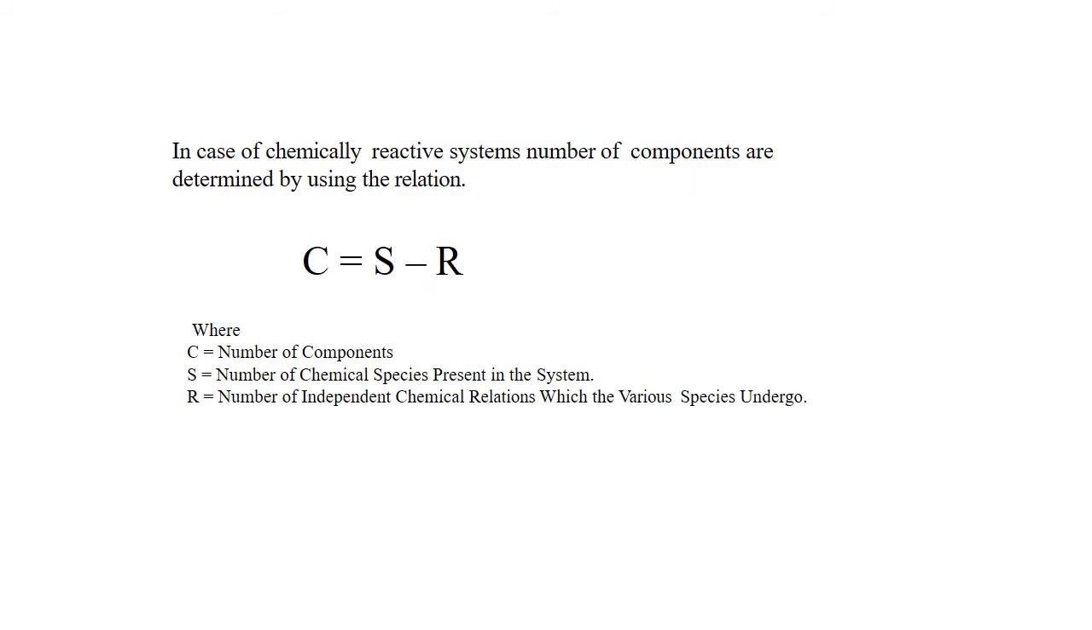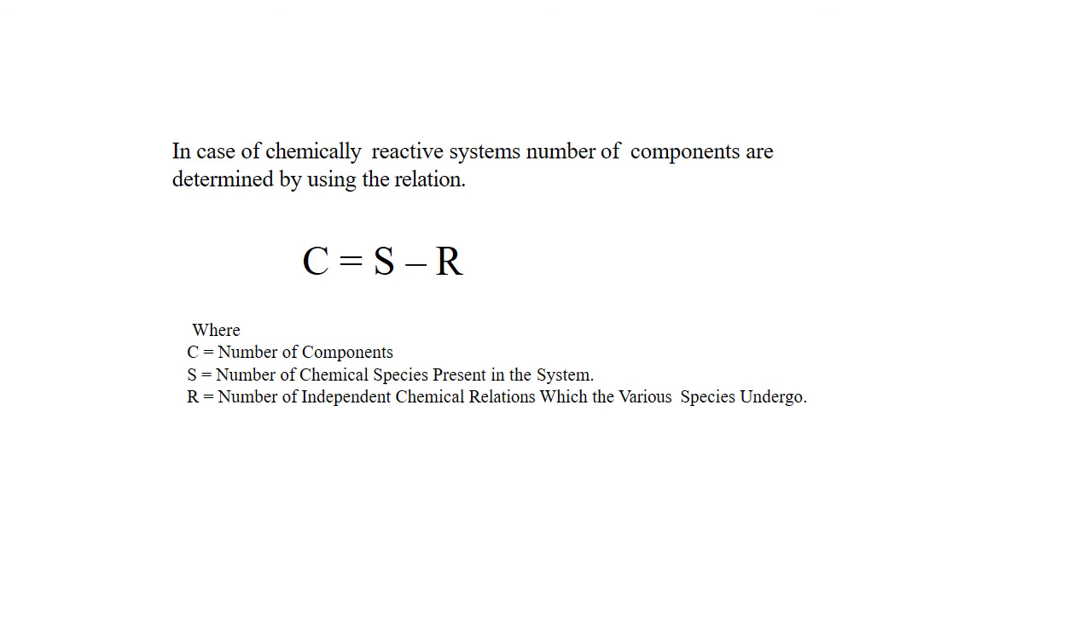In case of chemically reactive systems, we have some systems which can show a decomposition reaction. If the species under observation is a chemically reactive system, then the number of components can be determined by the following relation: C = S - R. C is the number of components, S is the number of chemical species present in the system.